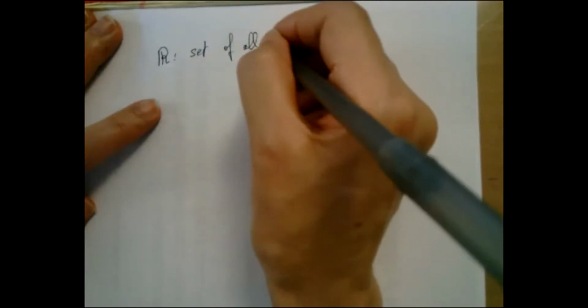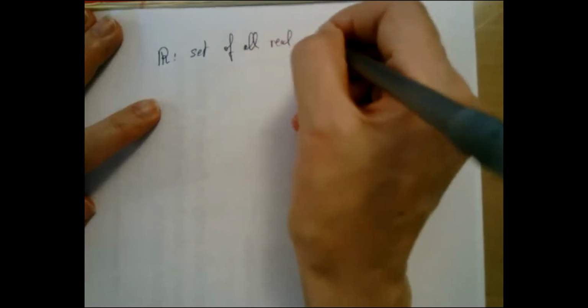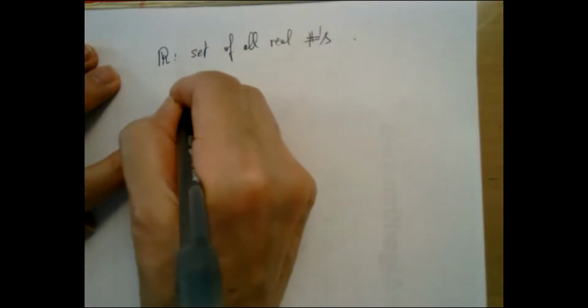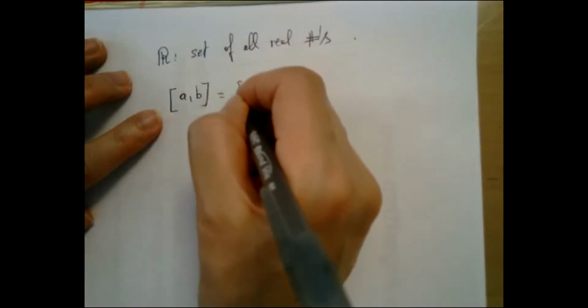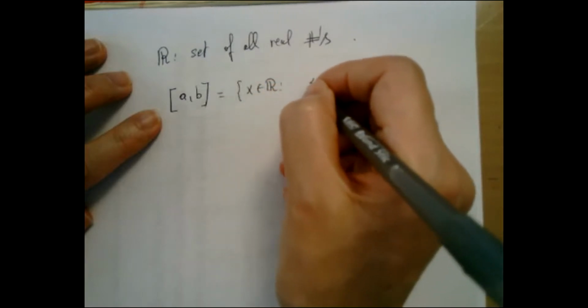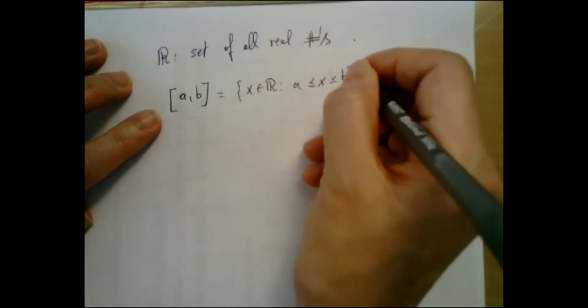I want you to visualize. First, let me talk about R. R is the set of all real numbers. I think we defined that, all real numbers. Okay. And I'm going to remind you a little bit of the interval notation. Suppose [a, b] is the set of all x in R such that x is between a and b.